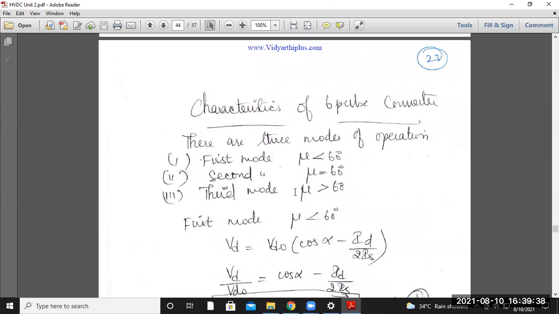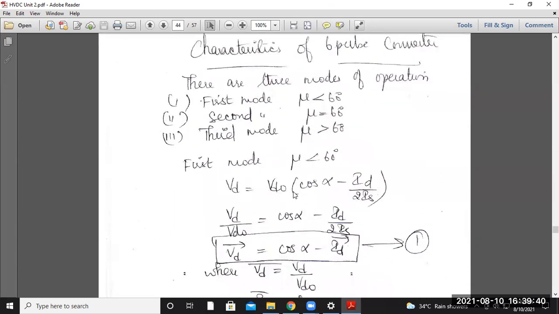Then what will happen? Accordingly, if we move to our first mode, where mu is less than 60 degree, then the average DC voltage is given by this equation.